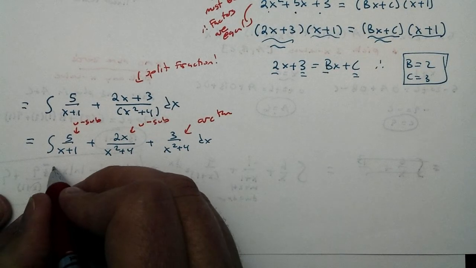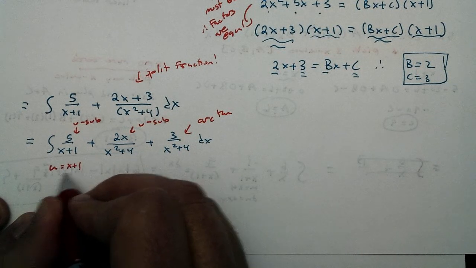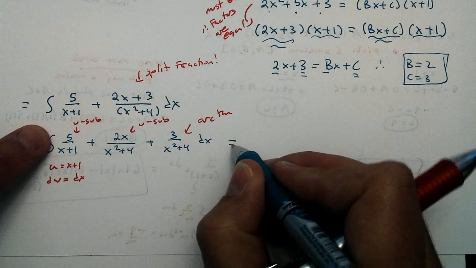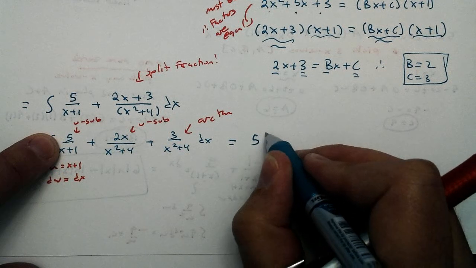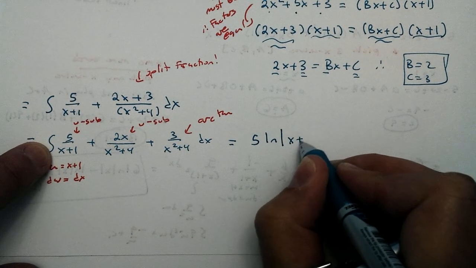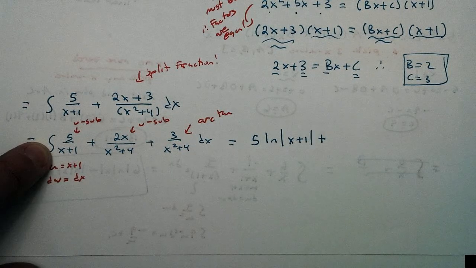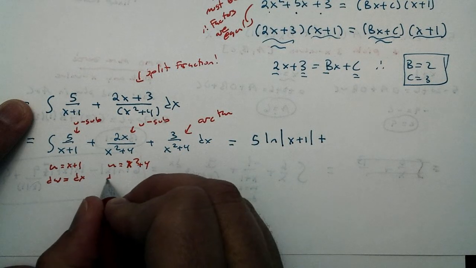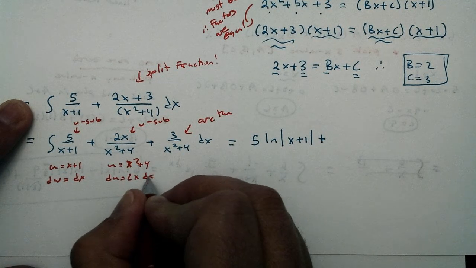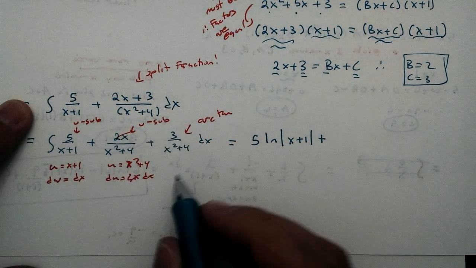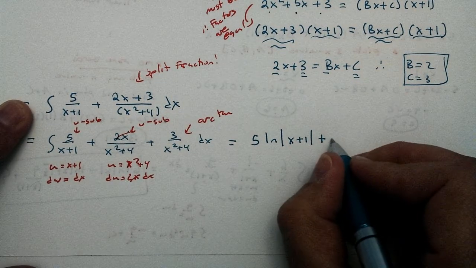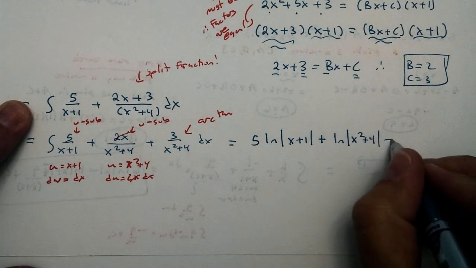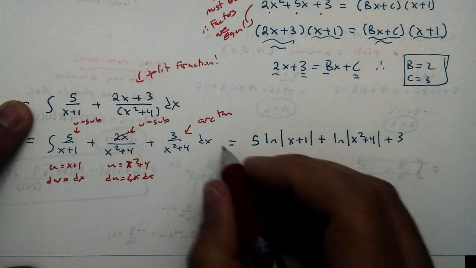So let's do this one. Ready? Here, u is going to be x plus 1. My du is dx. So that's easy. The first one is just going to give us 5, this becomes 5 over u, natural log of x plus 1, plus, let's see here, u here is going to be x squared plus 4. Du is 2x dx. Those cancel. And remember, this becomes 1 over u, so we're left with the natural log of x squared plus 4. We're doing that shortcut.